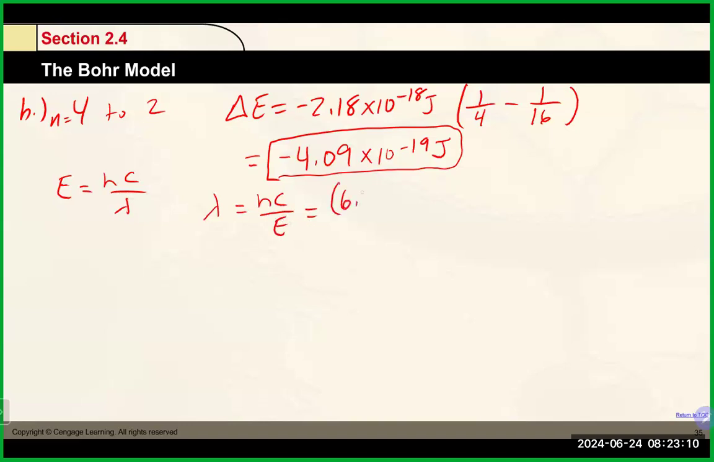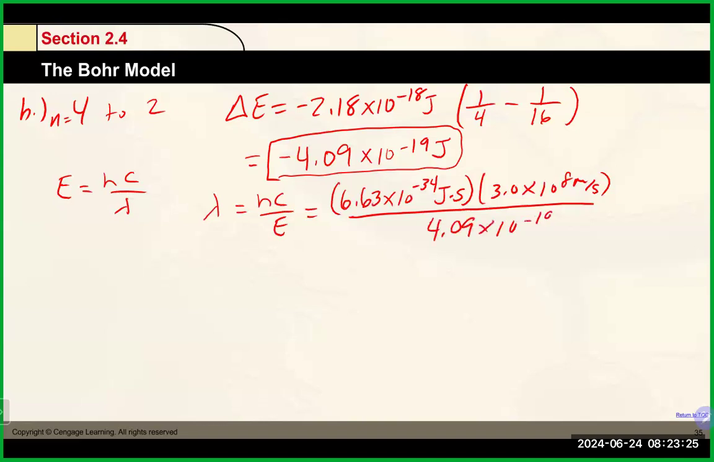Each of those on top are our constants, so that's our Planck's constant and our speed of light, divided by our energy. Once again, we're just going to make it positive so we do not end up with any type of negative. Joules will cancel, seconds will cancel, and that's going to give us meters as the answer. So that'll be 6.63 times 10 to the minus 34 times 3 times 10 to the 8, divided by 4.09 times 10 to the minus 19. That's going to get us 4.86 times 10 to the minus 7 meters.